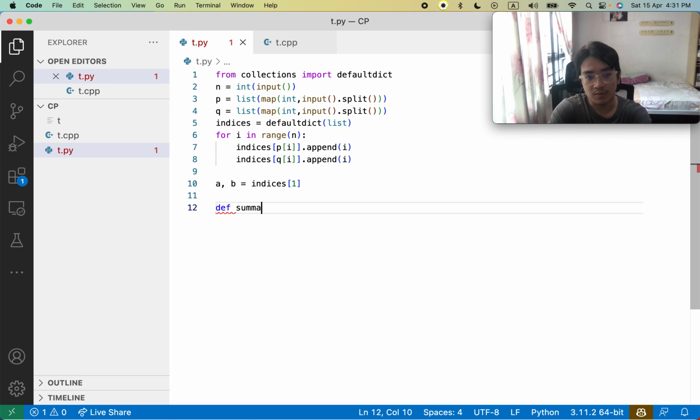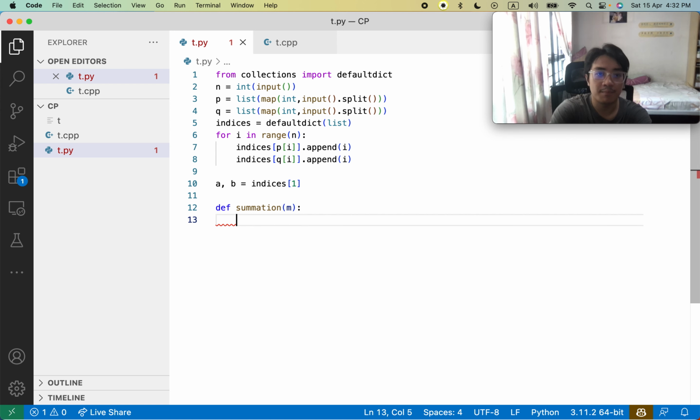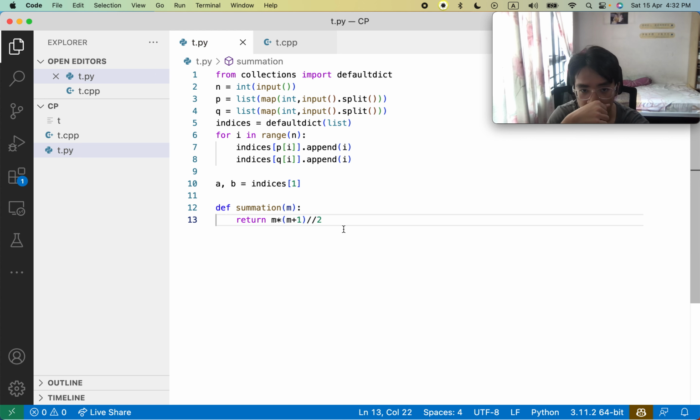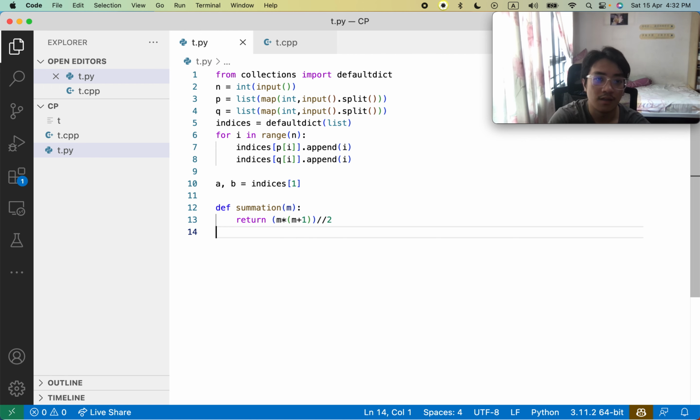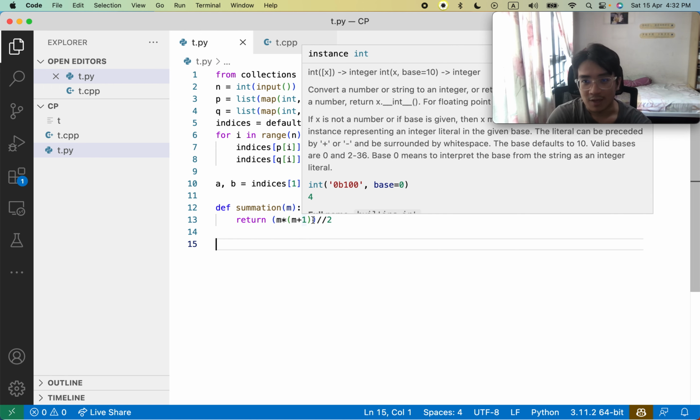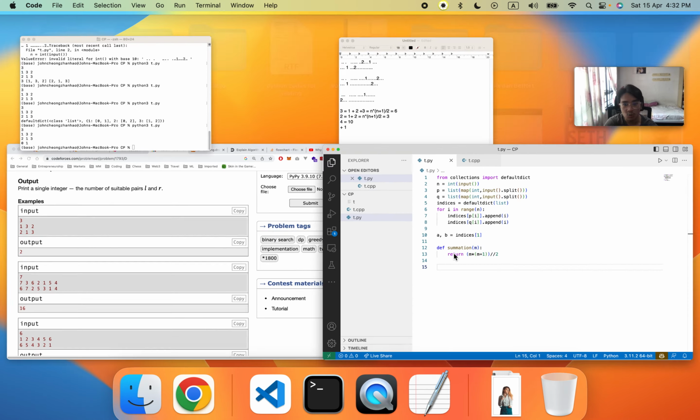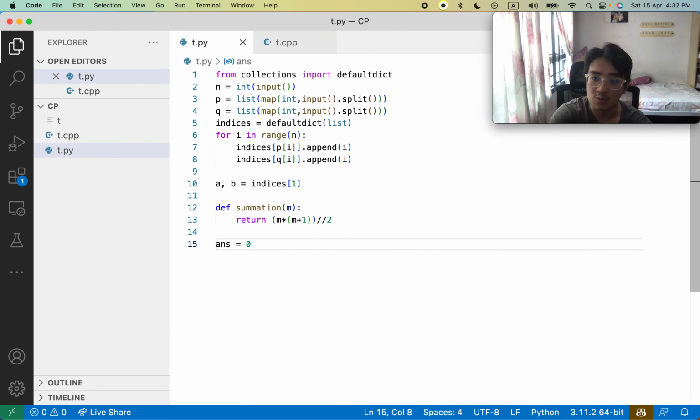We can call it anything we want, but maybe I'll just call it summation, and we are going to take in a value of n. We can call it n, but to reduce ambiguity, we just do m. So return m times m plus 1 over 2. So yeah, I think this should be correct. Actually this bracket wasn't needed, but anyways, so we're gonna have an answer which equals 0.